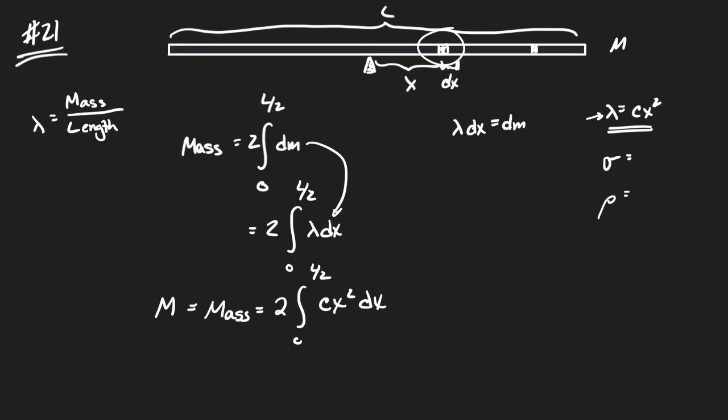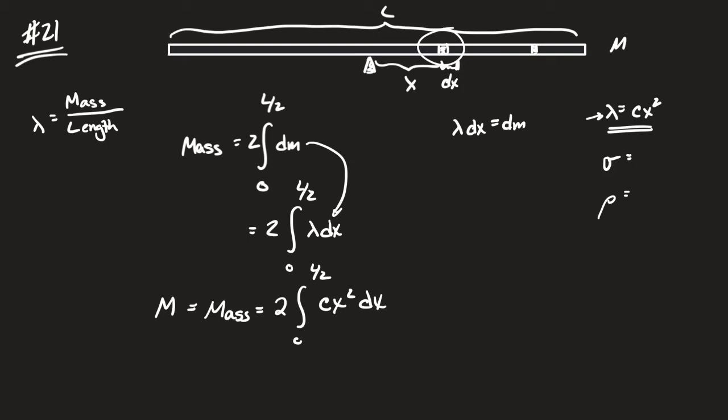I want you to imagine that if you have a meter stick, every dx is a centimeter on that meter stick. But every centimeter on a meter stick has a different mass. So lambda tells me how much each centimeter's mass is on the meter stick. Does that make sense? Yeah.